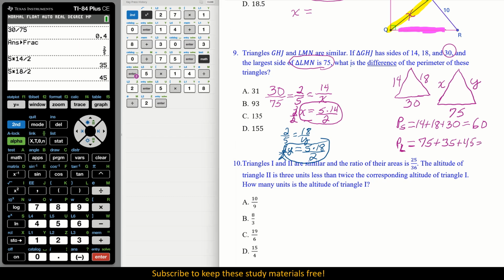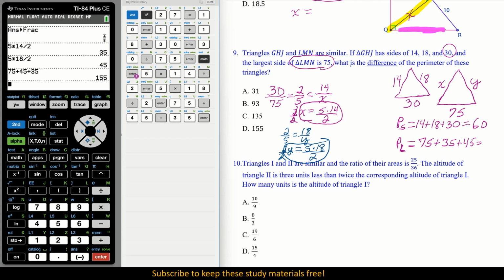Now I put all that in the calculator. So 75 plus the 45 plus the 35, and that equals 155. Now subtract the 60. And we have 95. Uh-oh, did I do something wrong?